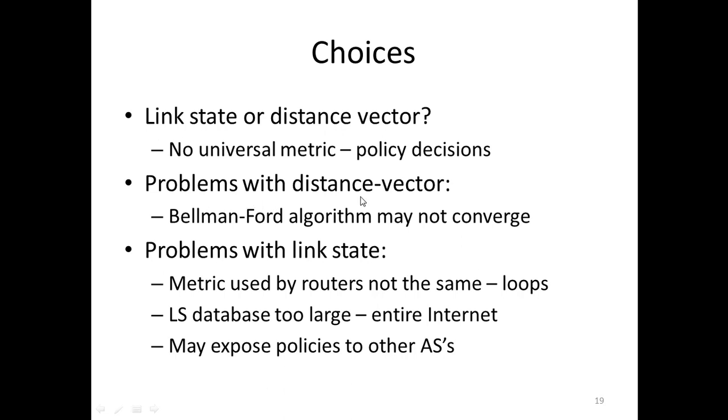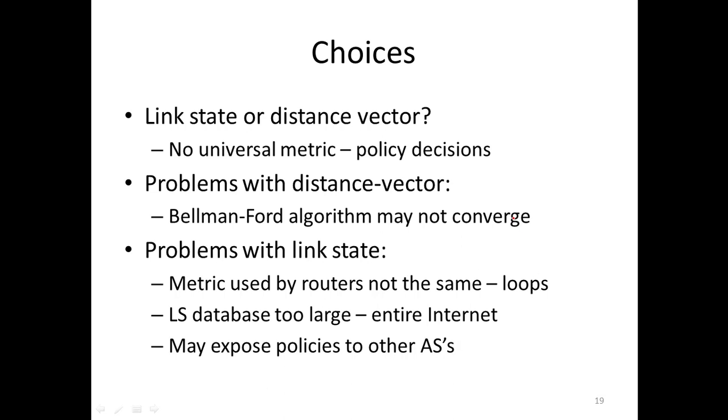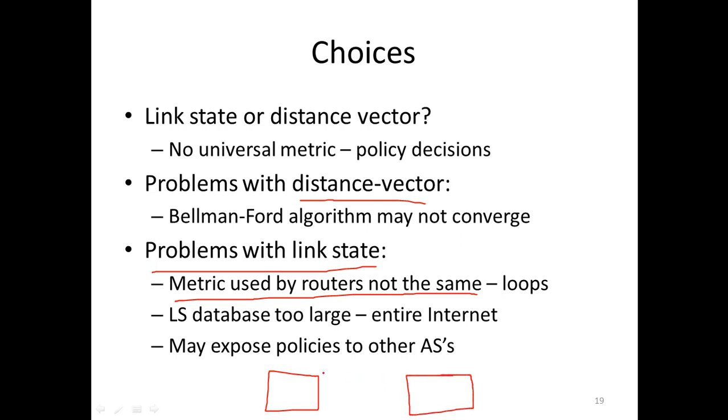The problem with distance vector routing is that the Bellman-Ford algorithm may not converge. It does not keep a record of the different paths, so there will be slow convergence. That is why this fails over here. And the problem with link state is that the metric used by the routers is not the same. Different routers are using different metrics. These routers should have the same metrics if they want to connect, and they should be part of the same AS.